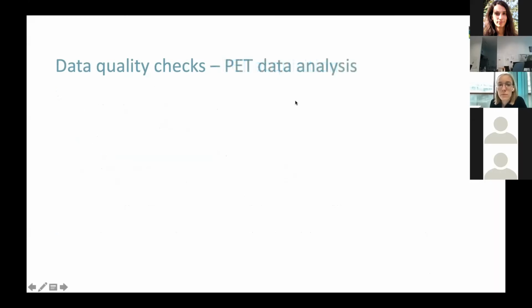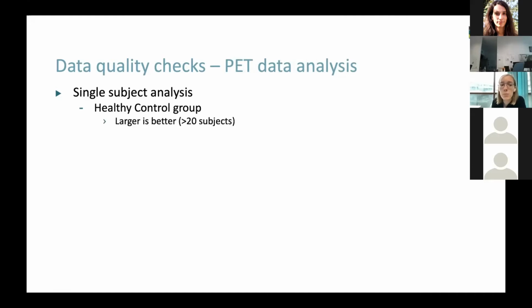So given that all this went well, you want to know how to analyze the data, right? So what checks should you do to make sure that we can trust our results? So for the single subject analysis, it's important that you have a healthy control group. And as Claire also already mentioned, probably, it is important that the healthy control group is large enough, so at least 20 subjects, but also that they are acquired on the same scanner, because there is a lot of variability in scanners, and that might induce some bias.